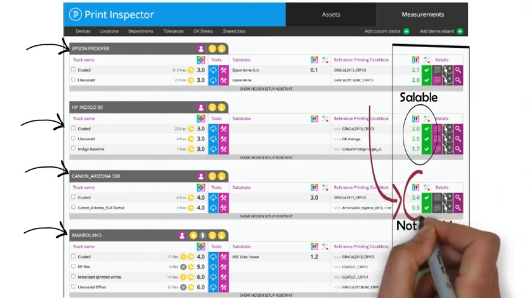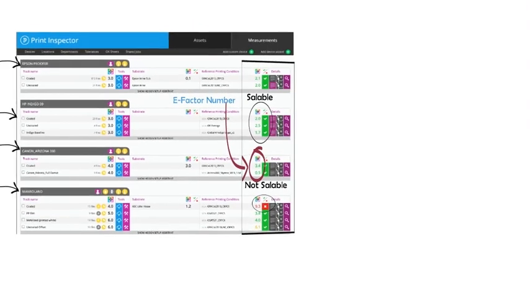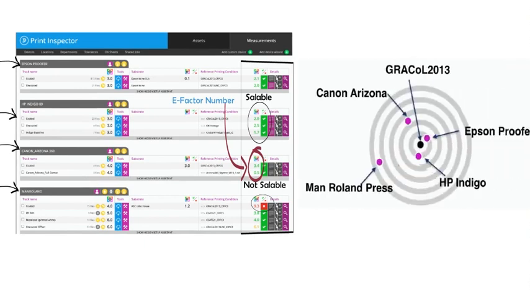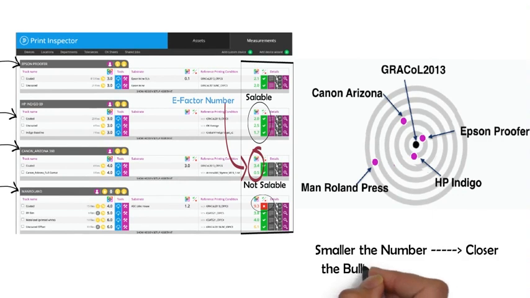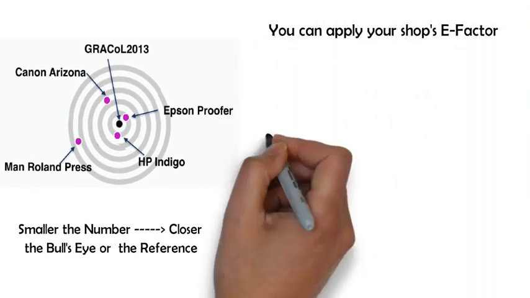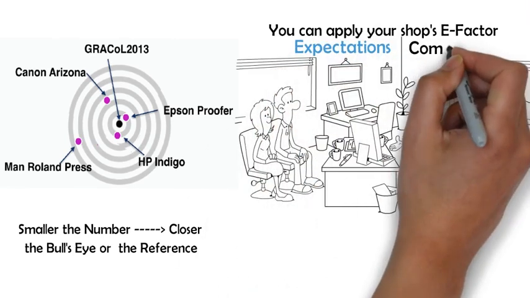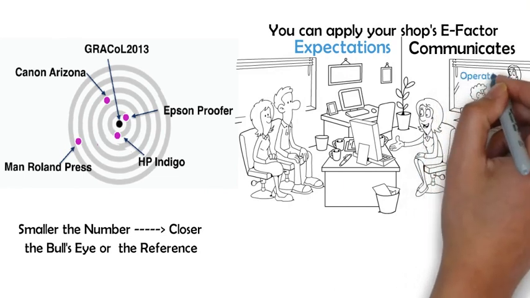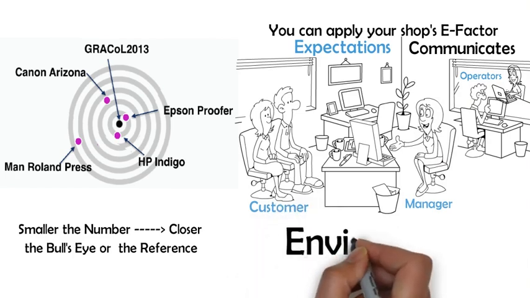The number next to the green or red check communicates the E factor, or the expectation factor, of how close the printing device is matching any printing reference. Think of the printing reference as a bullseye. The smaller the number, the closer the printing device is to the bullseye or the reference. Then you can apply your shop's E factor to determine if all printers are meeting your expectations and communicate this to all operators and managers and customers within the environment.